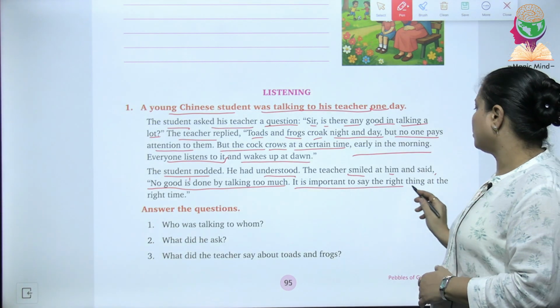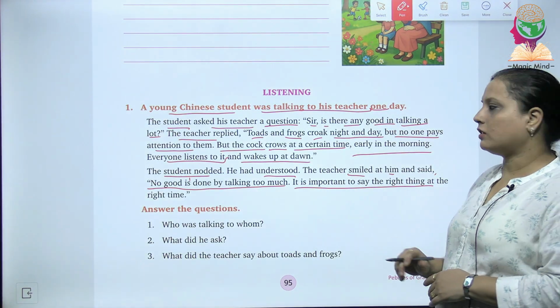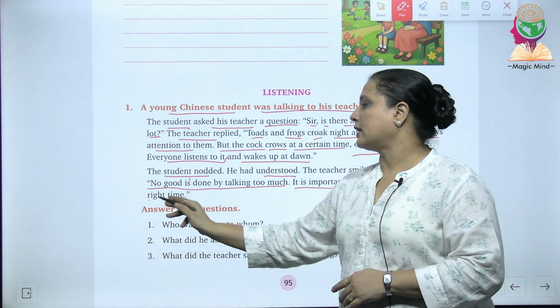It is important to say the right thing at the right time.